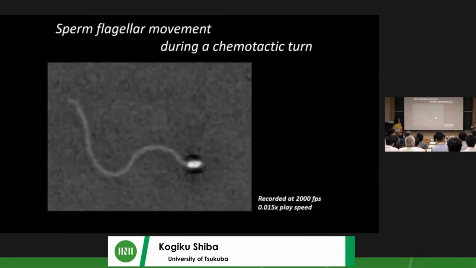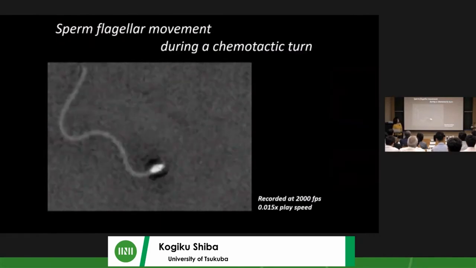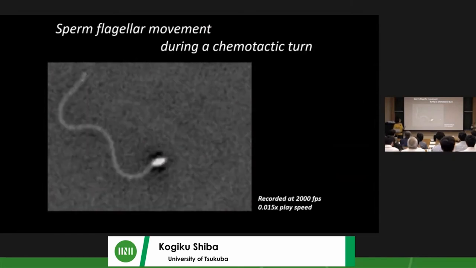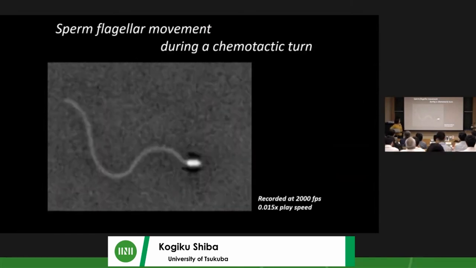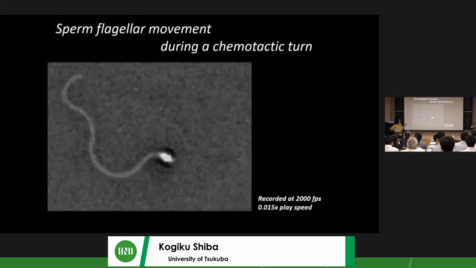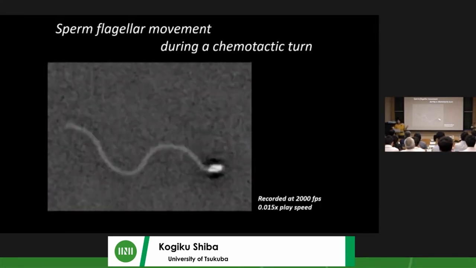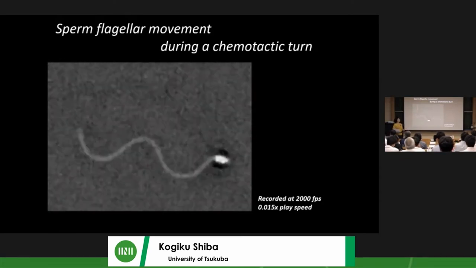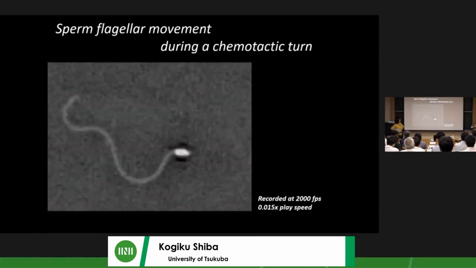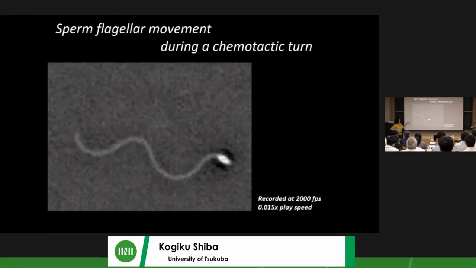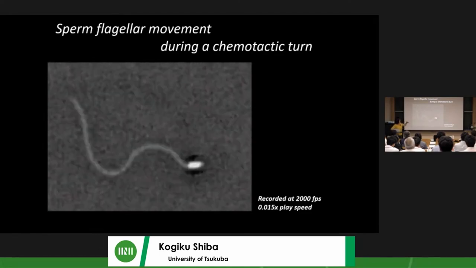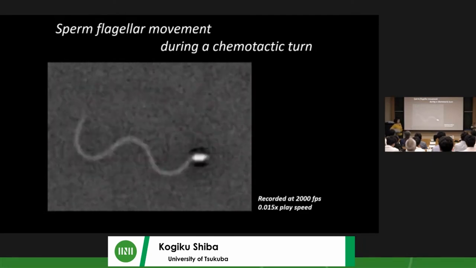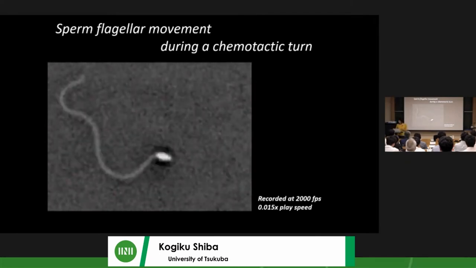This video shows sperm flagellar movement during a chemotactic turn, as I showed. It is recorded at 2,000 frames per second, so it is played very slowly. The video is very fast, and you can see that the regulation of the flagellar waveform is smooth and quick. It is not stepwise; it changes smoothly from the asymmetric to the symmetric waveform.